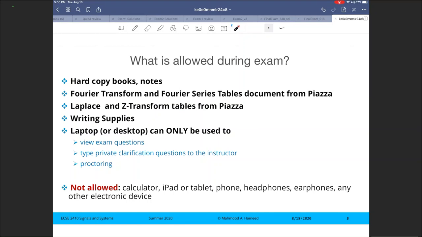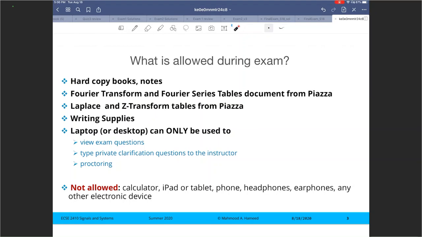You will obviously need writing supplies to write your exam. Your laptop or desktop can only be used to view the exam questions. And you can use your computer to type in private questions directly to me for clarification. And you will also use your laptop or desktop for proctoring purposes.